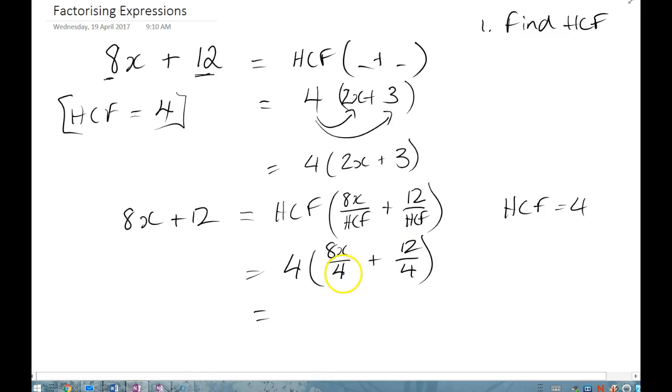Well, when you simplify those, 8 divided by 4 is 2. So again, we get that 2x. 12 divided by 4 is 3. So that's another way of thinking about how to do the same question.